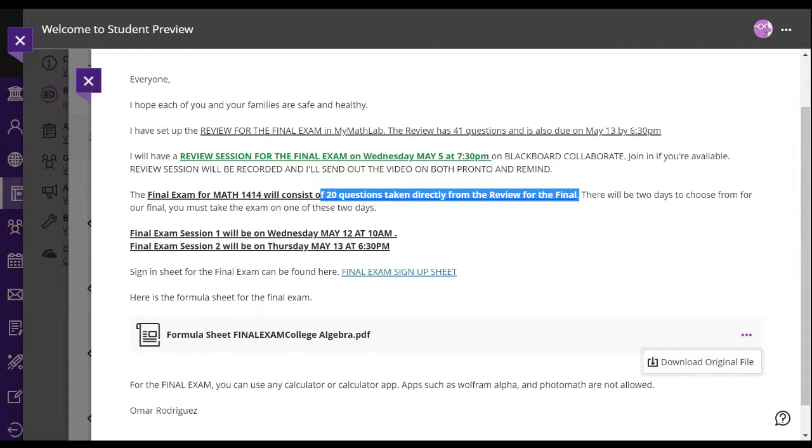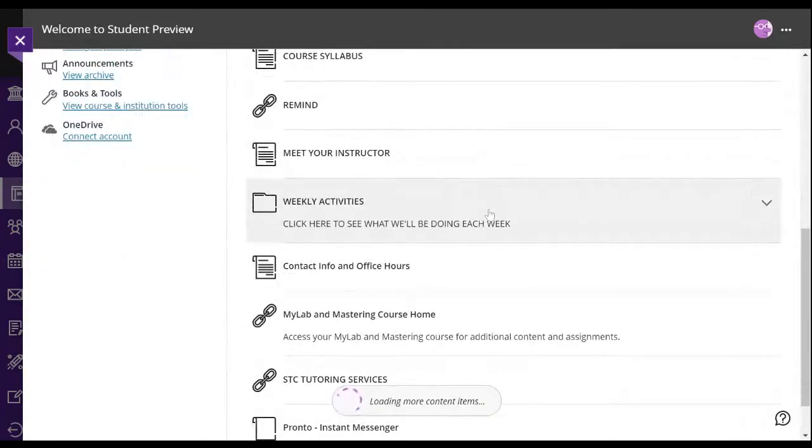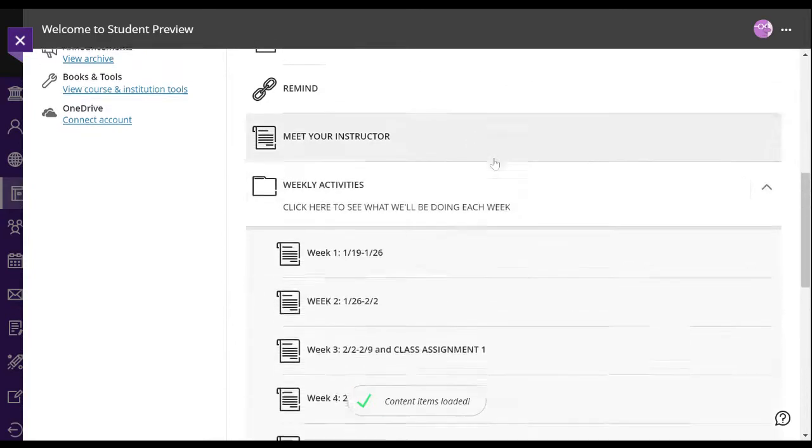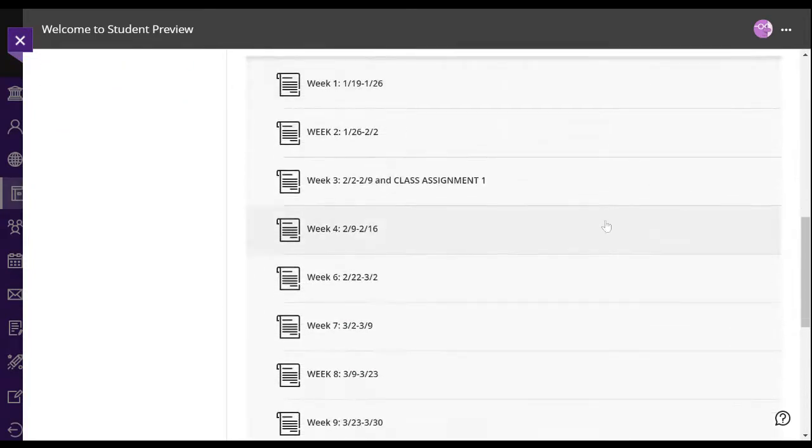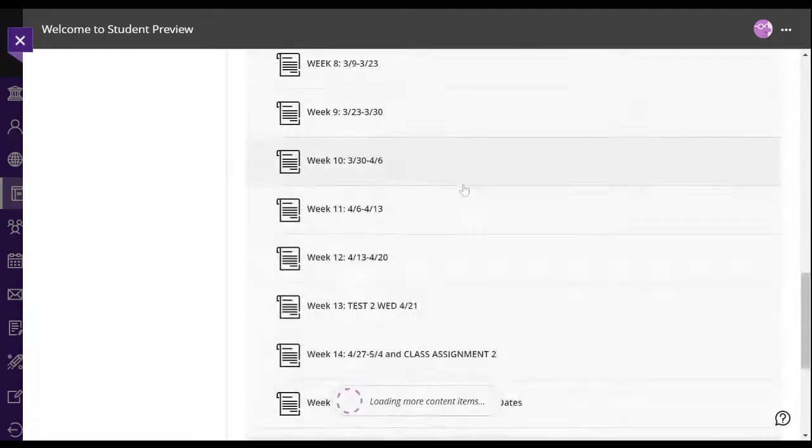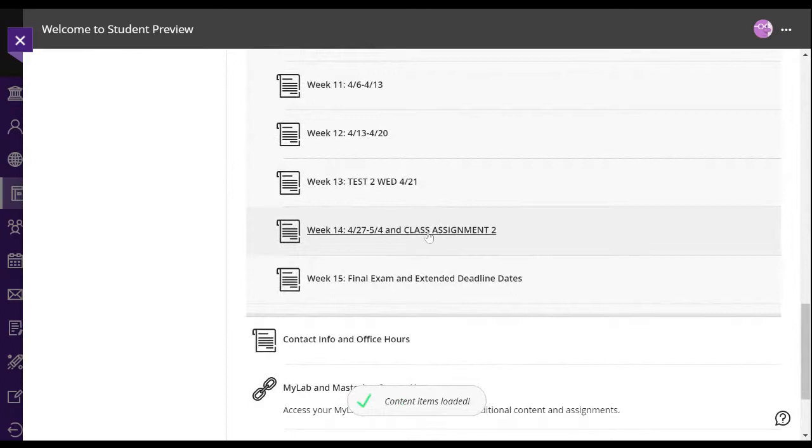The other thing I really wanted to mention is that, remember, class assignments 1 and 2 are due by next Thursday. I know some of you have already turned them in. In case you haven't, I made it easier so you can find it. Right here, week 3 has class assignment 1, and week 14 has class assignment 2. I labeled them so you can find them easily. If you haven't had a chance yet to submit them, please do so that I can record the grades and upload everything and get you the right averages.